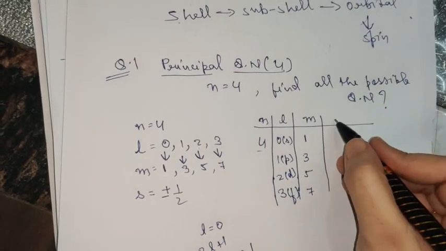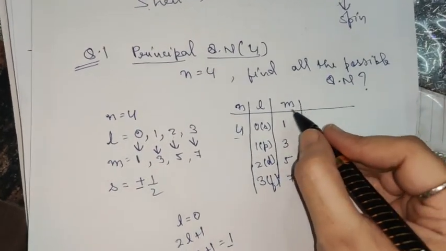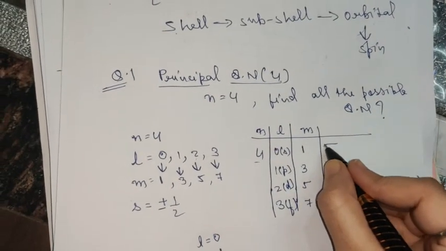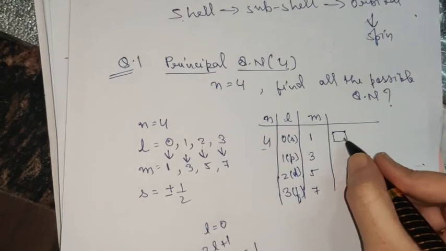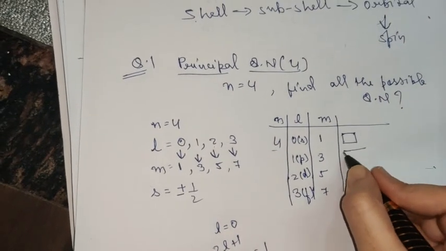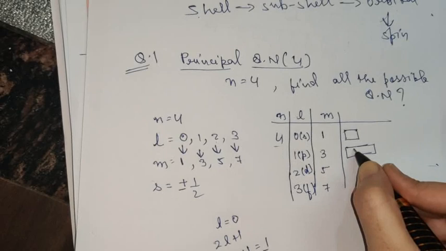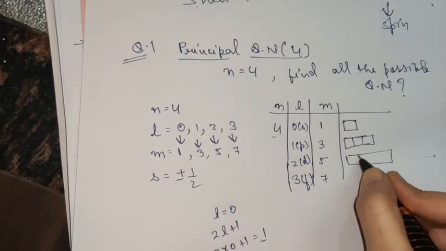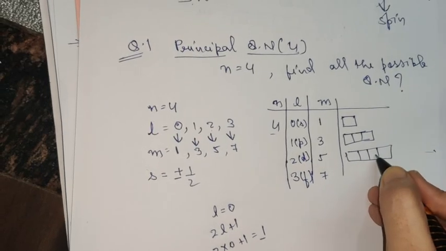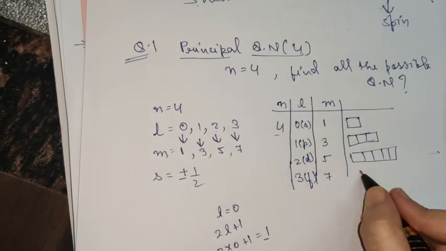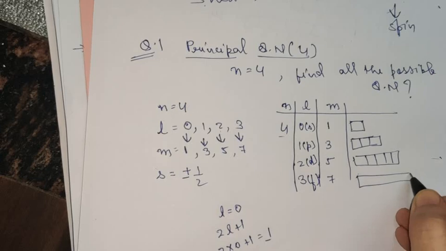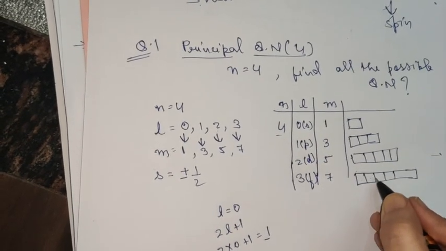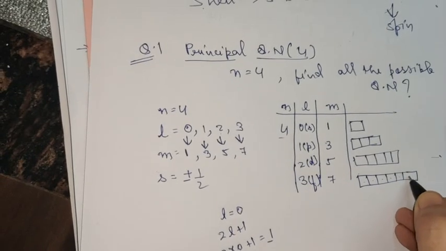Now again coming to the representation of m, how will you represent m? For 1 the value will be this one box. 3 orbitals means orbitals are represented in the form of these boxes. Then 5 means this 1, 2, 3, 4 and 5, and then comes the value which is equal to 7. 1, 2, 3, 4, 5, 6, 7.